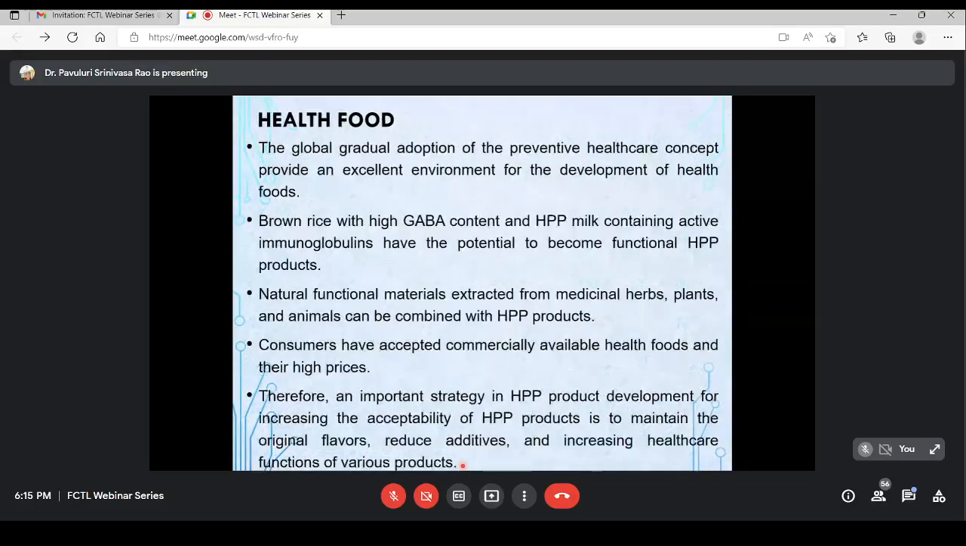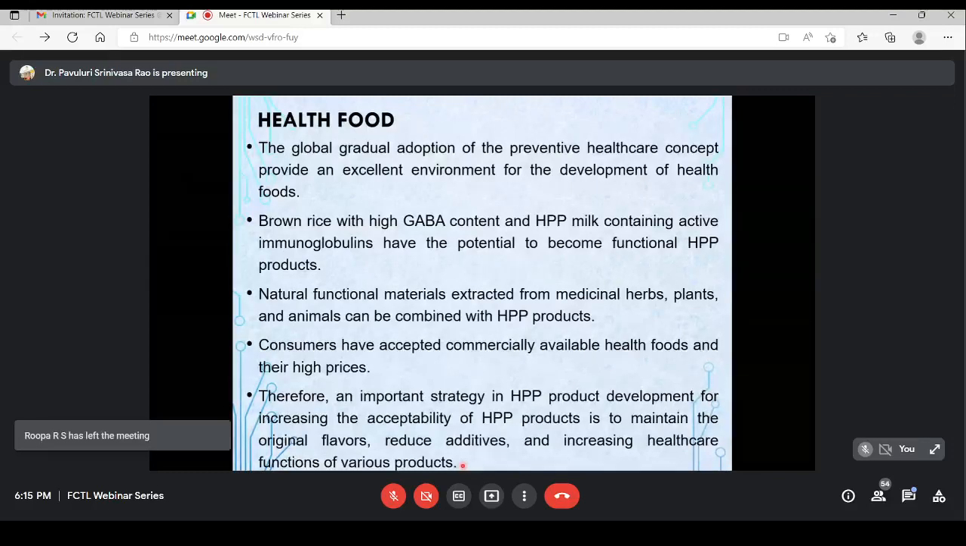Similarly, we have health foods also on the anvil. The global gradual adoption of the preventive healthcare concept provides an excellent opportunity for the development of health foods. Brown rice with high GABA content was found with HPP treatment. It has been published in one of the recent journals. Similarly, high pressure treated milk contains active immunoglobulins, so it has the potential to become a functional HPP product. Similarly, natural functional materials extracted from medicinal herbs, plants or animals, like the bioactives or phytochemicals you are extracting, can be combined with HPP products.